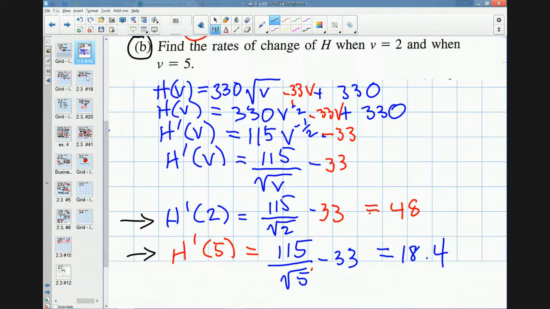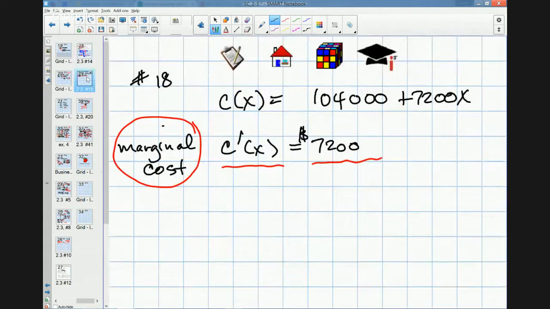Okay, next example, number 18. This is pretty short and sweet. Remember what marginal means? Marginal something means the derivative of that. So in number 18, they give you the formula for cost. The cost for X items is 104,000 plus 7,200X.